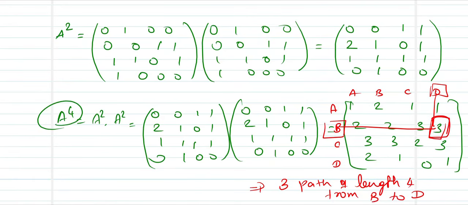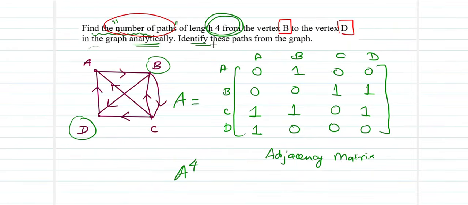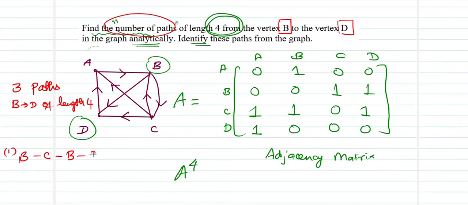Now the next question is, we need to identify these paths. So we now know that there are going to be 3 paths that exist from B to D of length equal to 4. Now what are they? Let us first chart them out. Number 1, let me start with B. I go to C, I go back to B again, I go to C and I go to D. B, C, B, C, and then I come to D. So this is going to be of length 4.